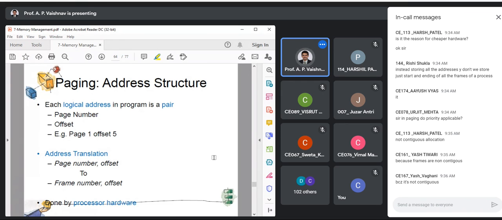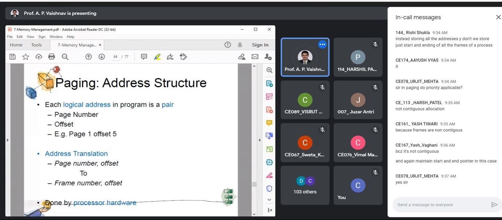Yes, that's correct. Is priority applicable in paging? No. See, basically, Urjit, we have a process divided into pages. If your process is of high priority, then priority is definitely applicable. But as far as the page divisions or loading are concerned, priority does not play a role there. Are you getting this?